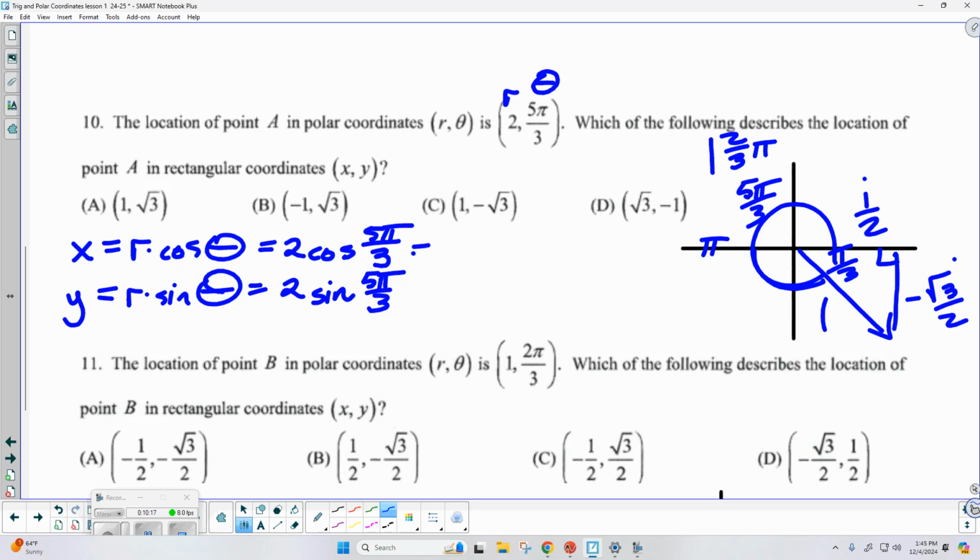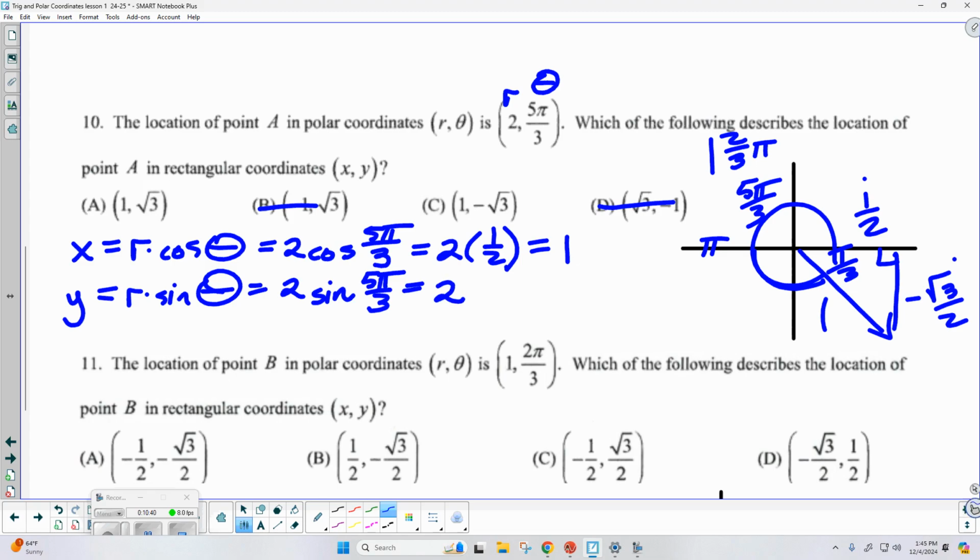Okay, so this is going to be 2 cosine of 5/3 pi. That's a 1/2. So I know that my x value's got to be 1. Okay, so A is good, B's out, C is good, and D is out. Okay, remember, whatever you can do to go ahead and eliminate some answers is always a good thing, especially when it comes to the AP exam.